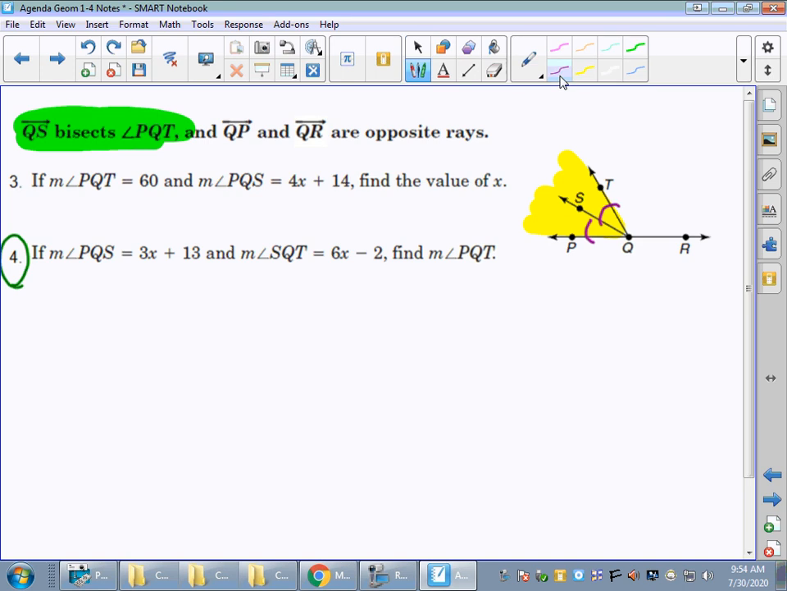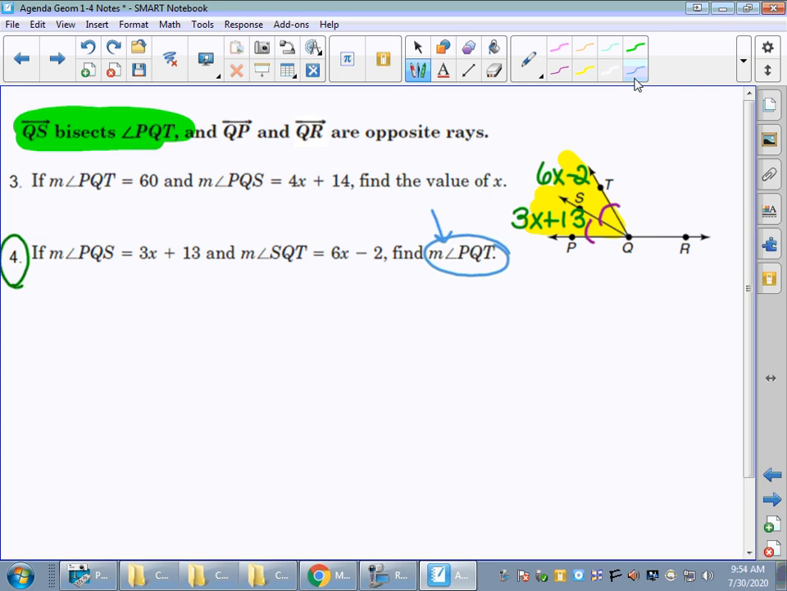So it says, in number 4, if angle PQS is equal to 3x plus 13, PQS is this smaller part right here, 3x plus 13. SQT, the other smaller part, is equal to 6x minus 2. I might have talked you through this problem. Find the measure of angle PQT. We probably should circle that so we don't forget to not stop after we find x.